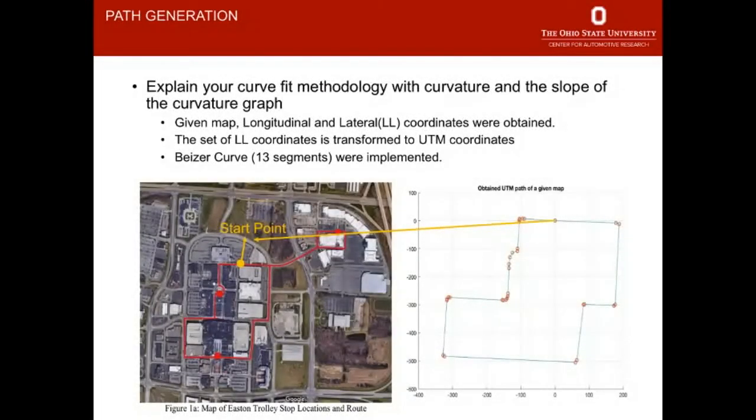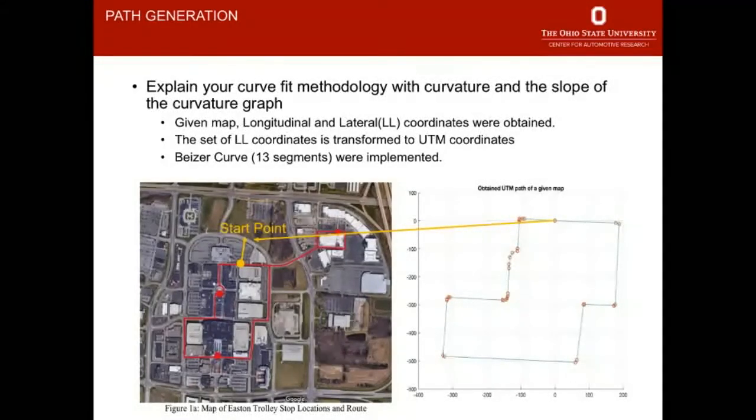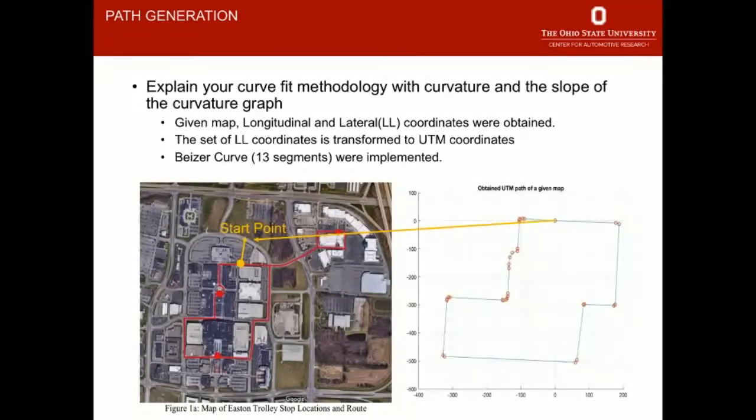Given the project map, I obtained the real coordinates from Google Maps. However, Google Maps uses the longitude and latitude coordinate system, so I transformed that to UTM coordinates, whose unit is the meter. And I implemented 13 segments of Bezier curve for the path following.